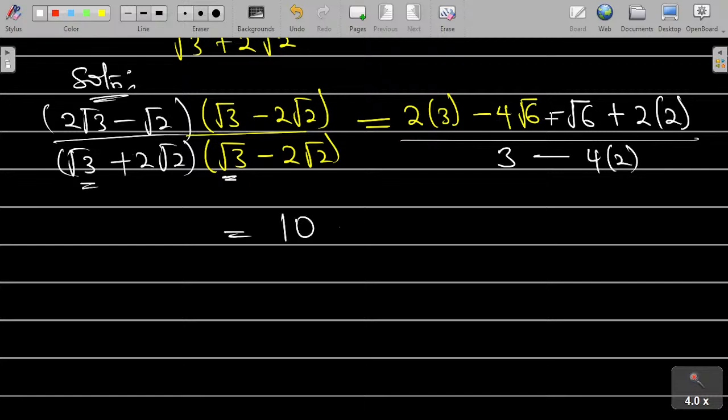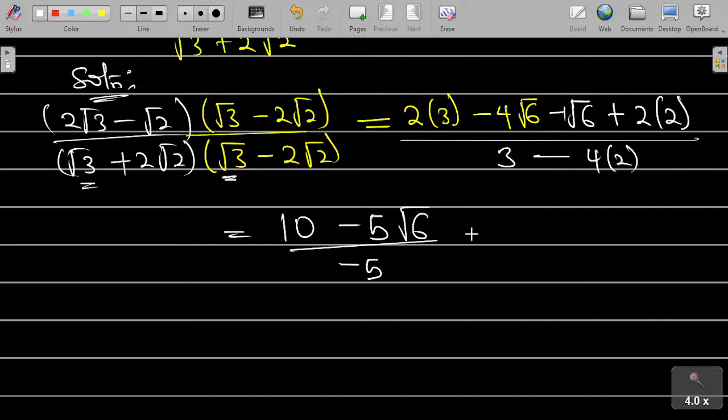Minus 4 minus 1. You know the coefficient here is 1. That's going to give us minus 5 root 6. All over, here will be 3 minus 8, which is minus 5. Alright? And you are done.